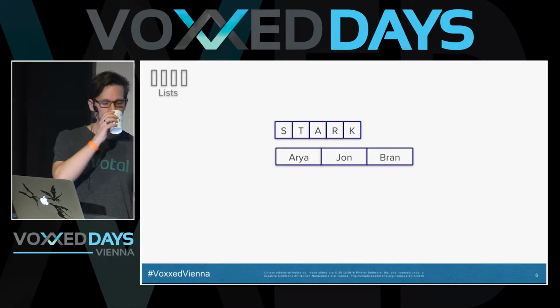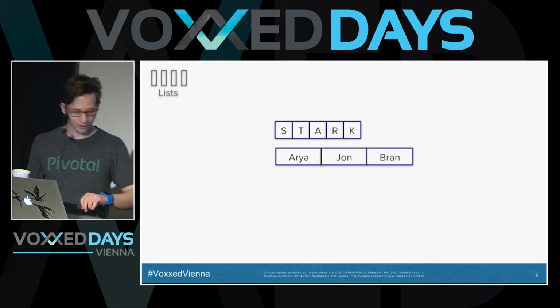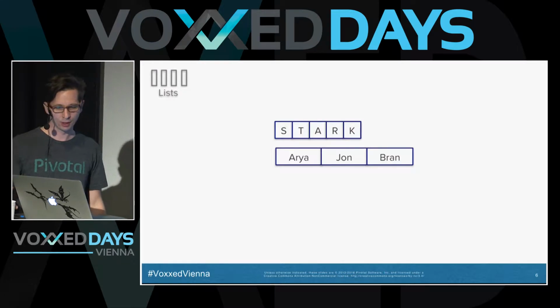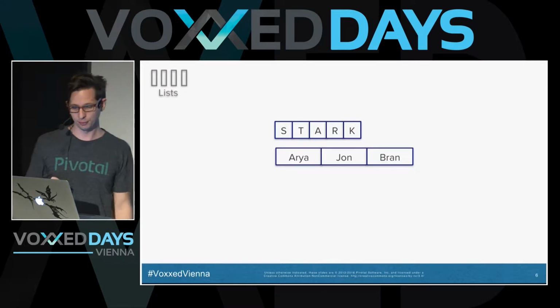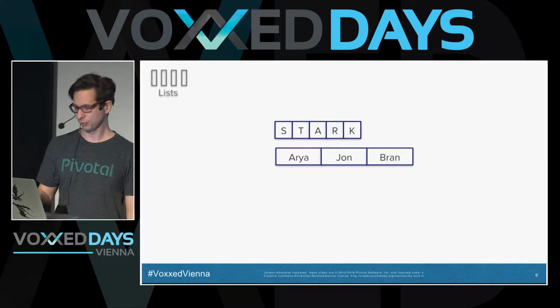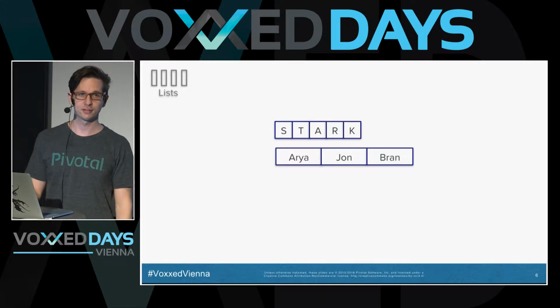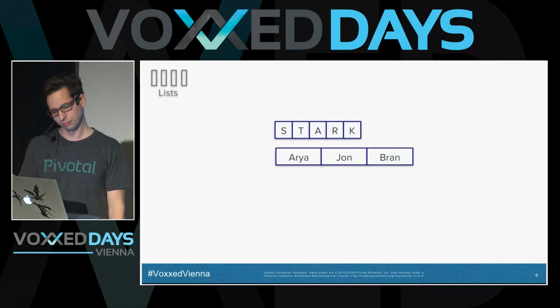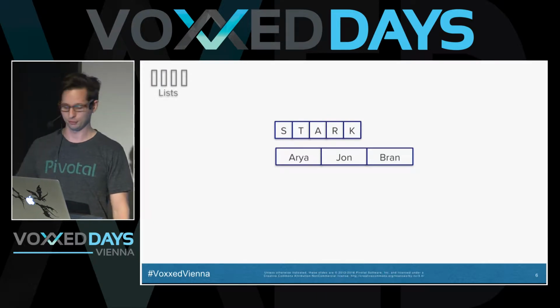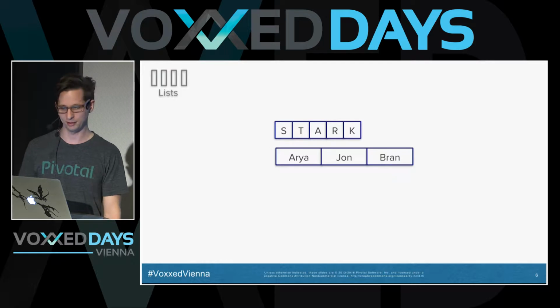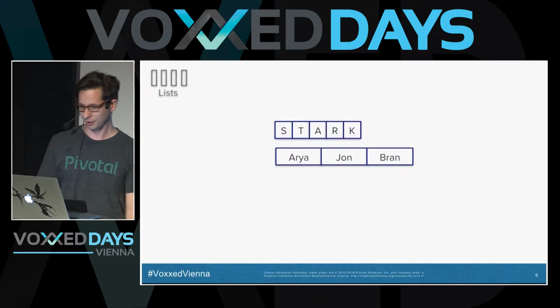Okay, moving on to the Redis lists. So given the family Stark here, we got Arya, we got John, we got Bran, and potentially some others. Lists in Redis, of course, allow duplicates. It would be hard in here, but obviously you could append another Arya at the end of the list.